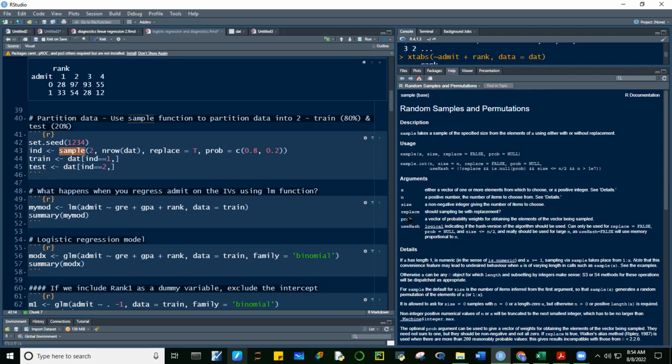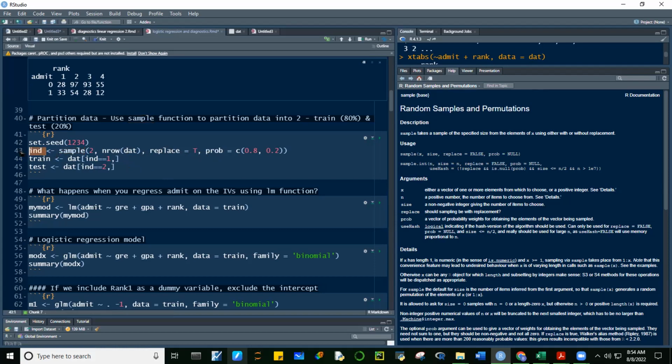Okay, replace: should sampling be with replacement or without replacement? With replacement, class, means we draw out one number from the sample and then that number is put back. Without replacement, once taken, that number is not put back. So you're going to use it only once. The default is false. Okay, so we'll use replace equal to true. So one sample can be drawn twice. Okay, so this is our syntax.